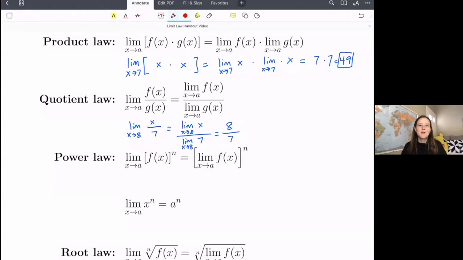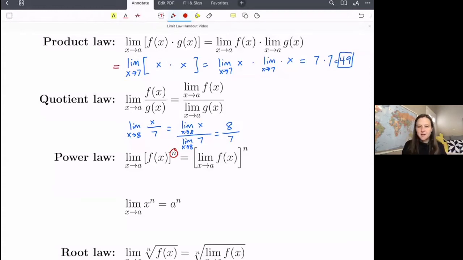All right, back to our limit law handout. There are a couple of rules at the bottom that we skipped in the last video. The first is the power law that says if we have an exponent n here, that we can pull that outside the limit. So evaluate the limit and then apply the exponent. We saw this back when we were doing the product rule. We kind of got a glimpse of it.